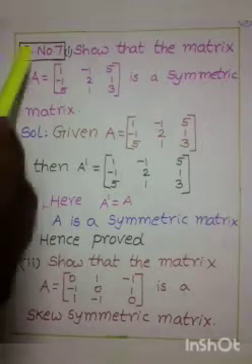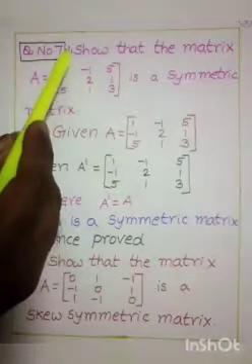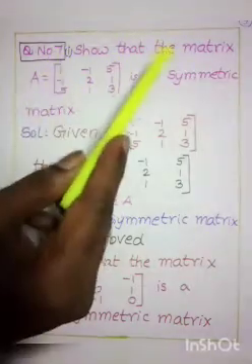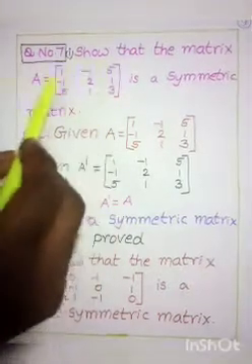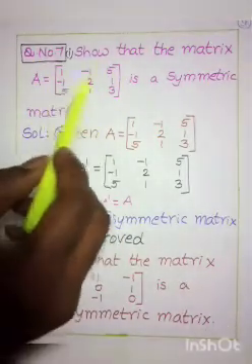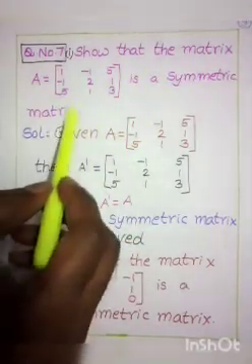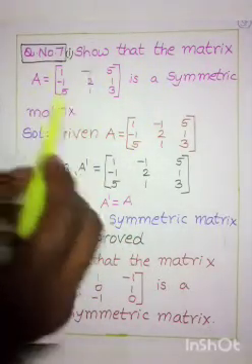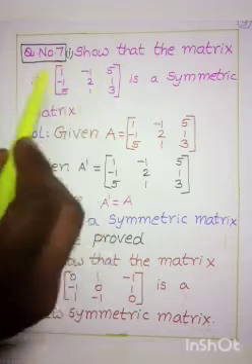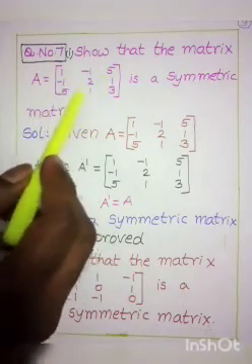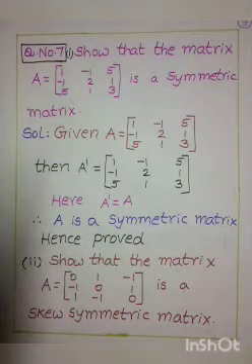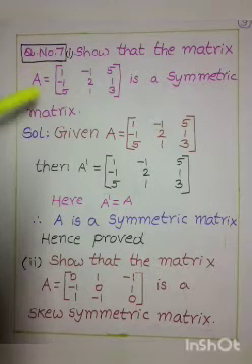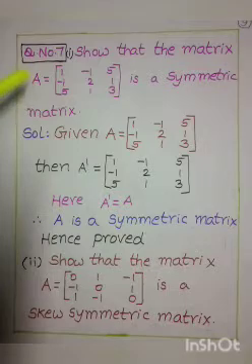Now, come to the question number 7. What is the first part of the question number 7? Show that the matrix A is equal to matrix 1 minus 1 5, minus 1 2 1, 5 1 3 is a symmetric matrix. We have to prove that the given matrix A is a symmetric matrix. Do you remember the definition of a symmetric matrix? A matrix A is said to be symmetric matrix if A transpose is equal to A, it means we have to find first its transpose. Okay, my dear children? Right.